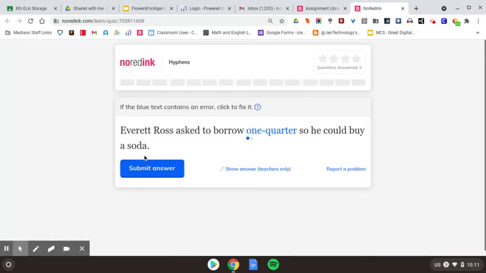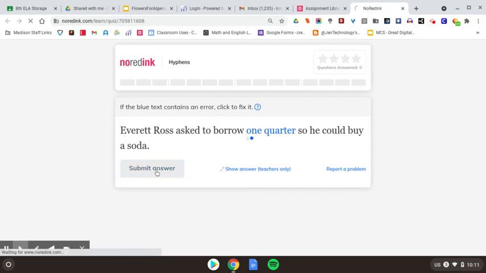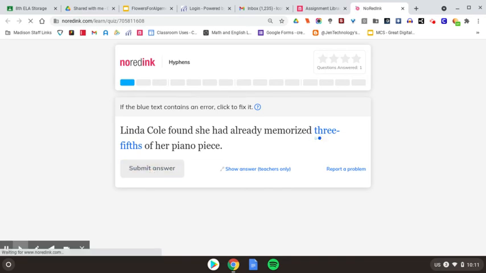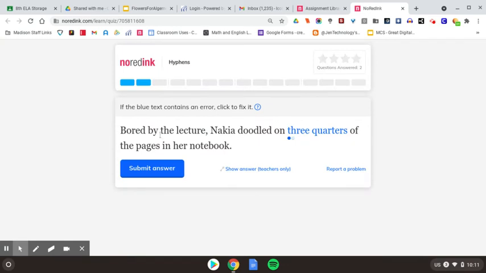I may miss one or two, who knows, but Everett Ross asked to borrow 1/4 so he could buy a soda. They're talking about the coin, so we don't want to hyphenate it. He needs 25. I wish soda was 25 cents. Linda Cole, that's me, found she had already memorized 3/5 of her piano piece. So we want to hyphenate that because it's a fraction, and I do not play the piano. Bored by the lecture, Nakia doodled on 3/4 of the pages in her notebook. So this is a fraction. It's not the coin, so we want to hyphenate that.